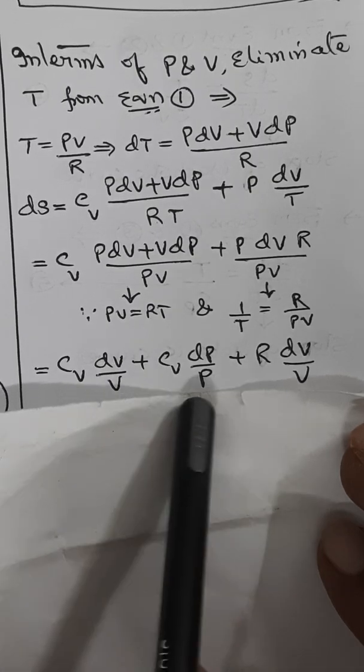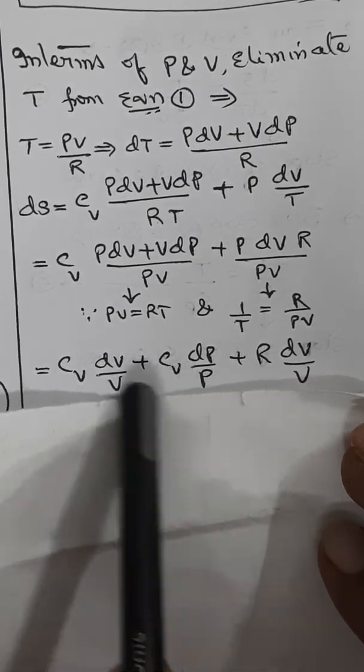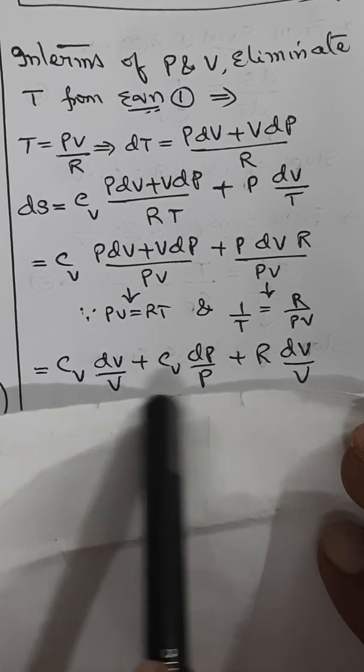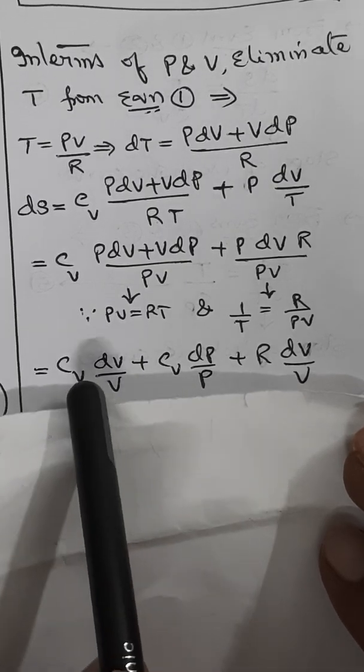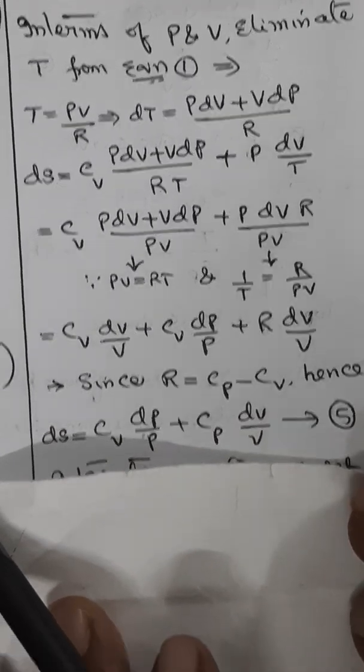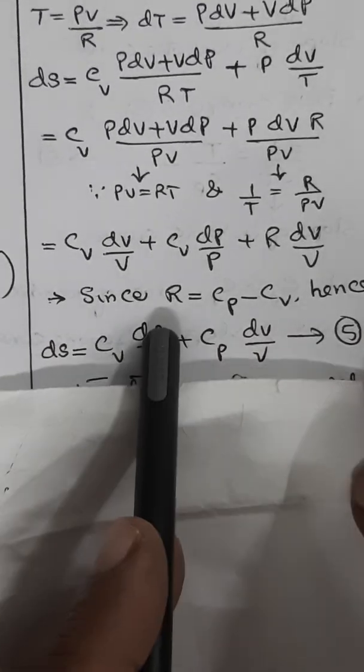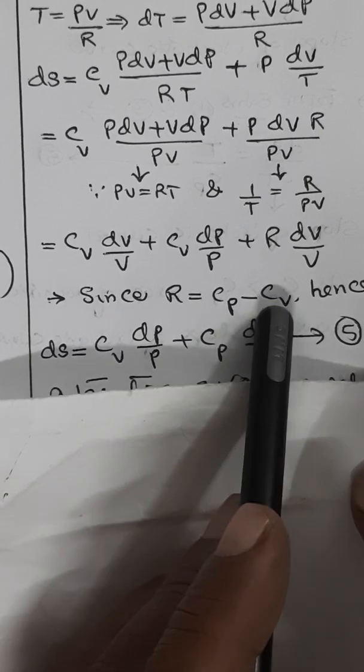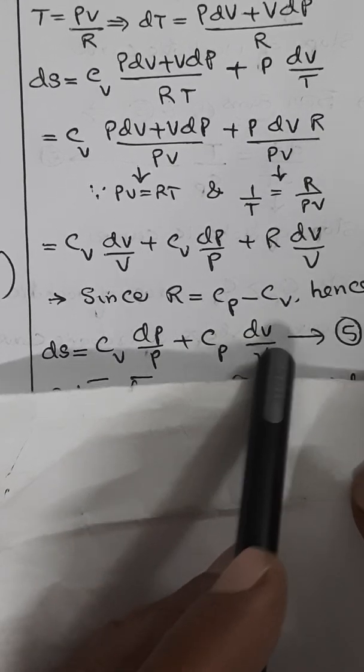Right? Again, we will apply Mayer relation, Cp minus Cv equal to R. Since Cp minus Cv equal to R, then this will become dS is equal to Cv into dP by P plus Cp into dV by V.